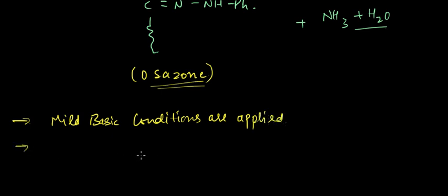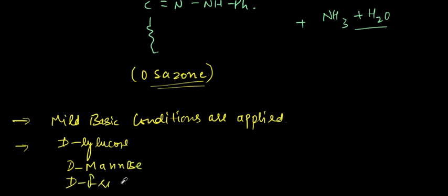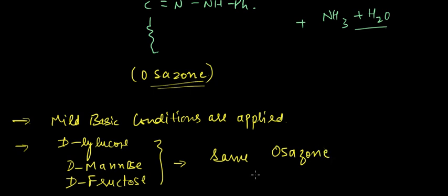Second point is that D-glucose, D-mannose and D-fructose will form the same Osazone. D-glucose, D-mannose, why? Because they have the same enolic form. D-fructose will form the same Osazone product.